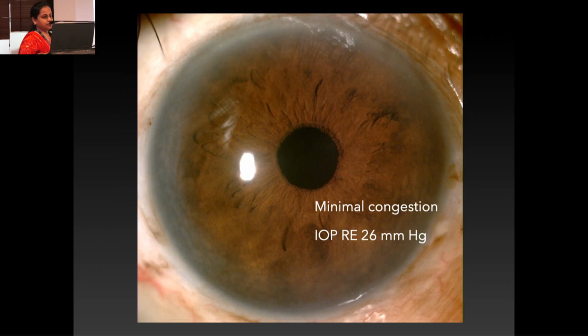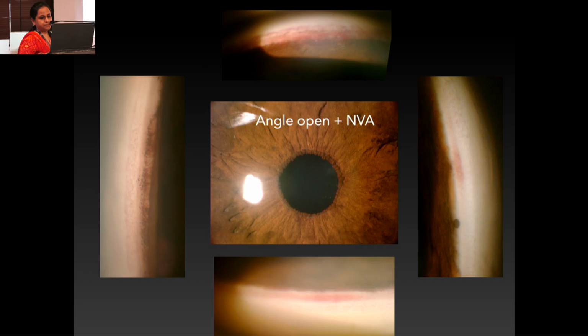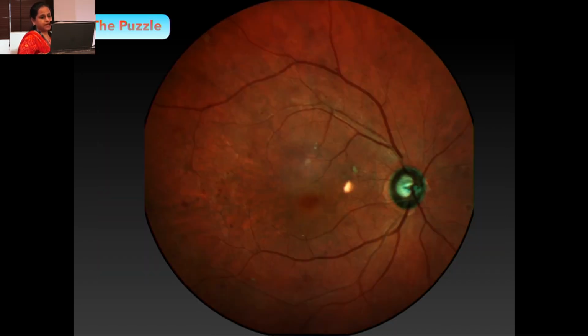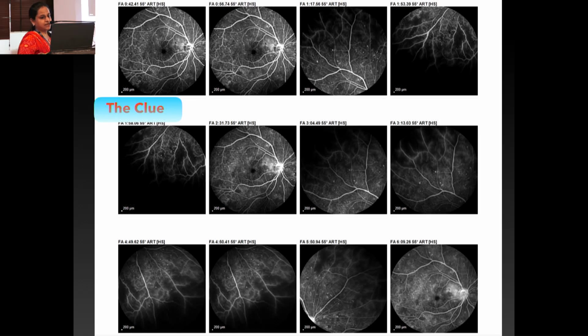Being a diabetic, I was thinking of diabetic retinopathy, and I could see a subtle neovascularization here in the pupillary area. Gonioscopy was done. It was an open angle with neovascularization of the iris in all 4 angles. But the puzzle was when we saw the fundus. Fundus in both eyes was normal, except for a few microaneurysms. There was no other indication of PDR or CRVO. So we went ahead and did the fundus fluorescein angiography.